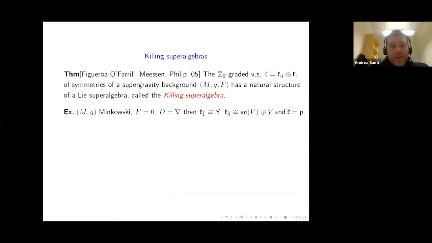Okay, so we stated the result, proved in 2005, that if we consider the Z2-graded vector space given by the symmetries, this has a natural structure of a Lie superalgebra. And we also saw the proof of this. So remember the flat example of this theory is given by Minkowski spacetime with the 4-form set to zero. In this case, our spinor connection is just the Levi-Civita, so K1 are just parallel spinors on flat Minkowski, and K0 is the Poincaré algebra. And when you consider the Killing superalgebra structure of this flat background, you just get the Poincaré superalgebra.